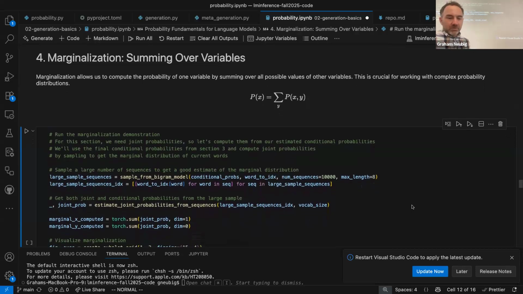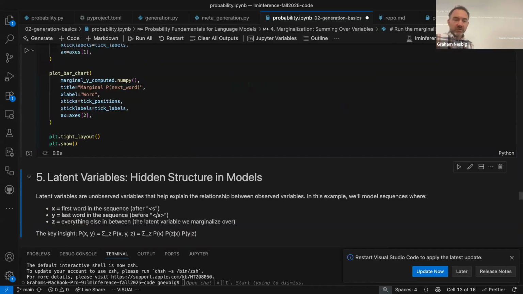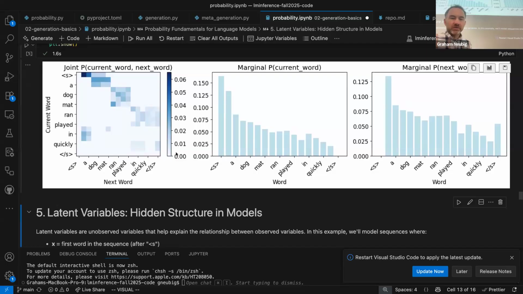Great. Okay. So the way we do this is not that tricky. Basically, in PyTorch, it's a single call. We just sum over the dimension, like dimension 1 or dimension 0. And we estimated the joint probabilities from the sequence. So we're going to base this on the joint probabilities. And actually, I have the joint probabilities here.